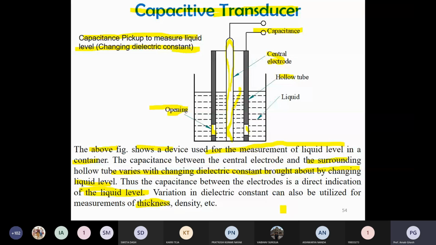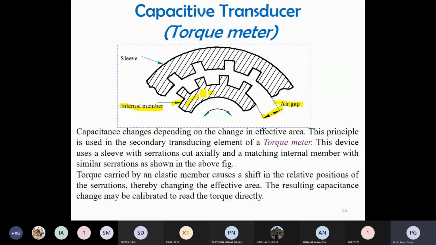Now the capacitive transducer in the torque meter. How does it work in the torque meter? You can see the internal membrane and the sleeve membrane both are there, with grooving. Let's see how it works. You can see the air gap, and that air gap is varying. The internal membrane has teeth all the time, and the air gap is always changing, and there is the sleeve.